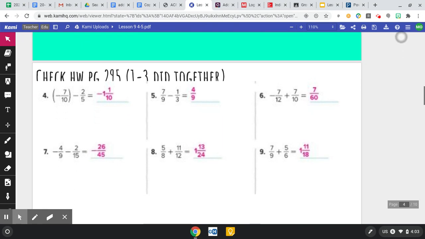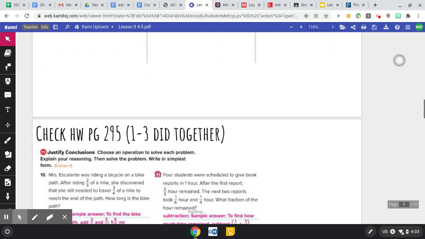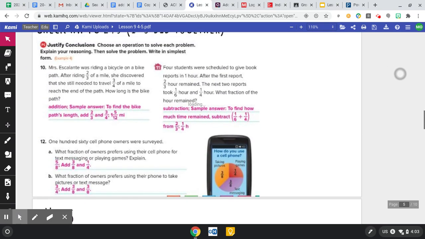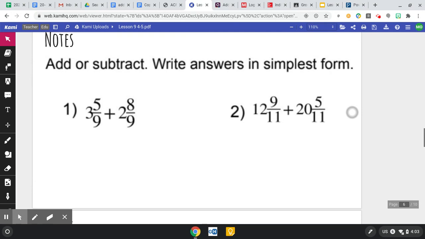All right, you had homework to do, page 295. I did 1 through 3 in the video or in the classroom, so I didn't put the answers for 1 through 3 up here because you should have followed along. If you need to pause this, check your homework so that you can see how you did. And the bottom section, pause it if you need to. If you have any questions on how those answers came about, send me an email. All right, let's get to our actual notes.